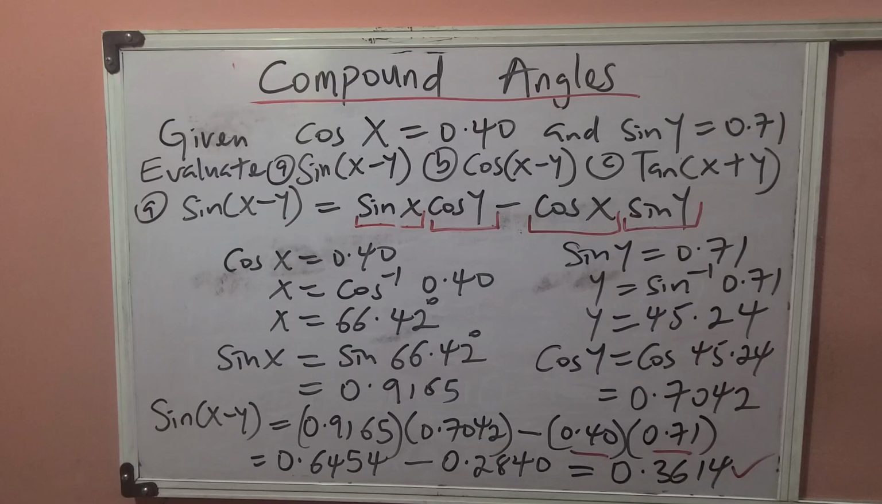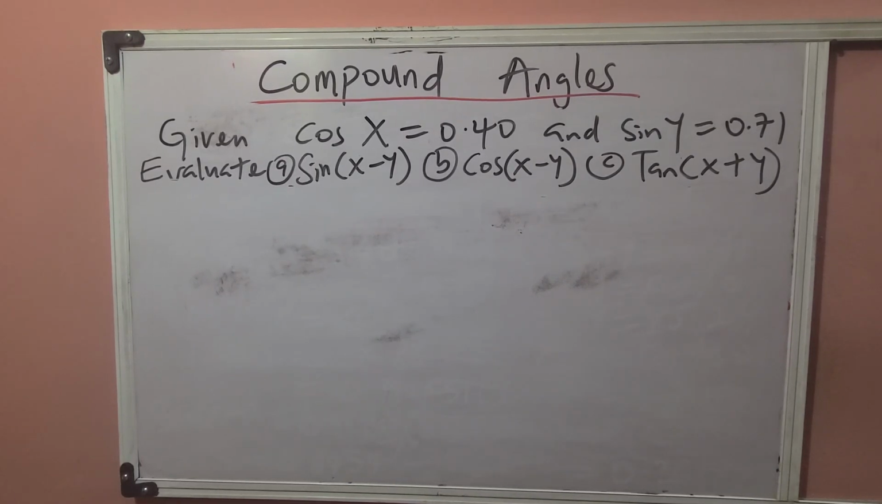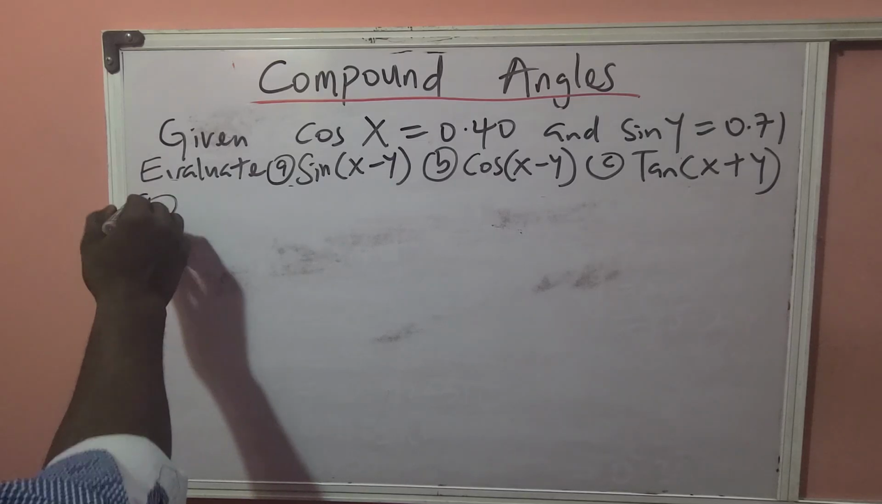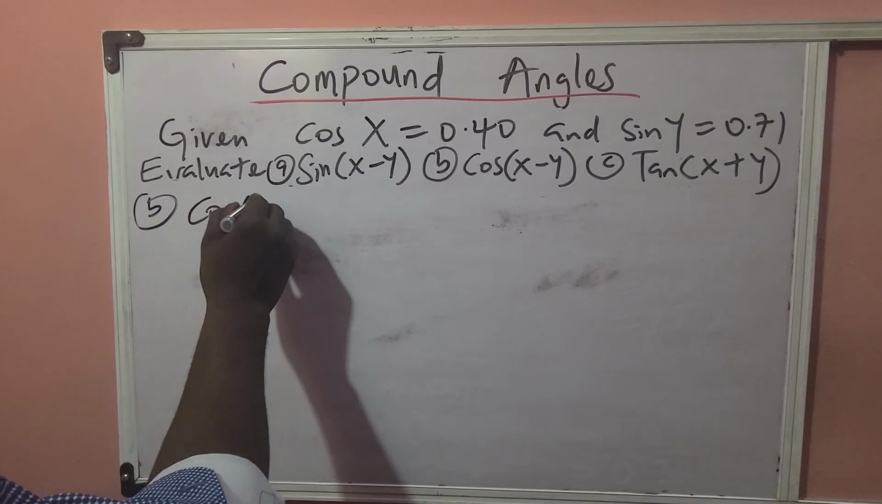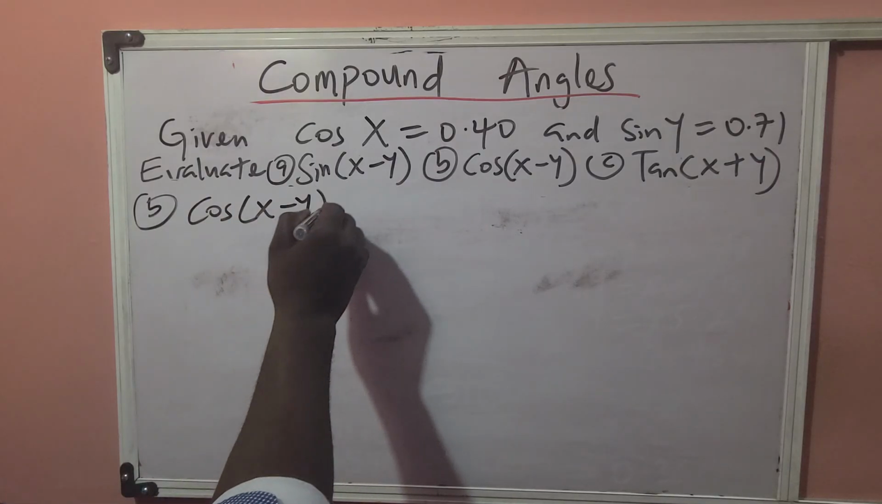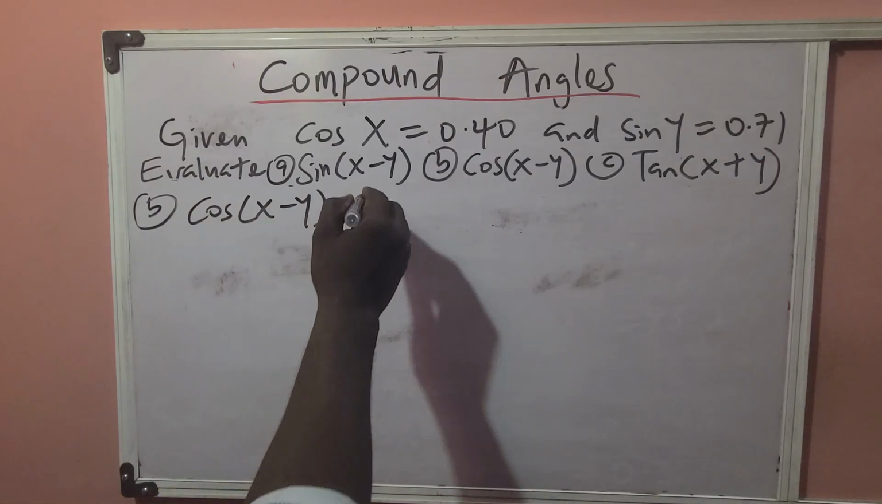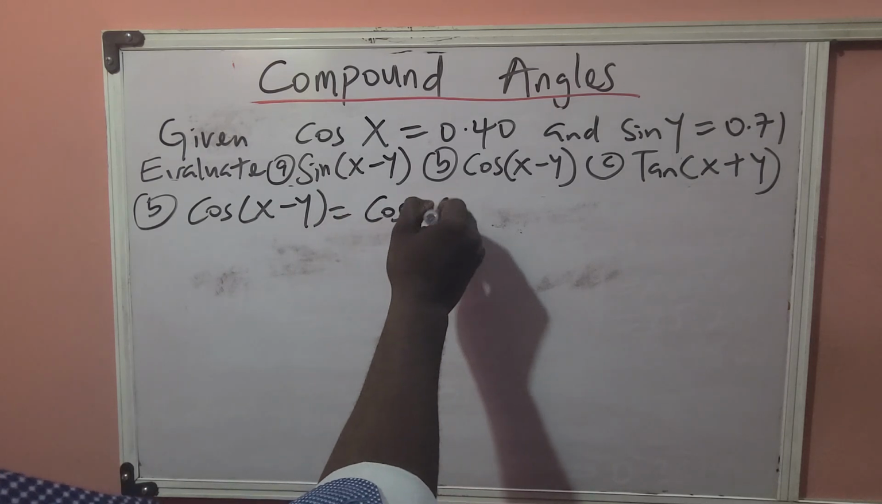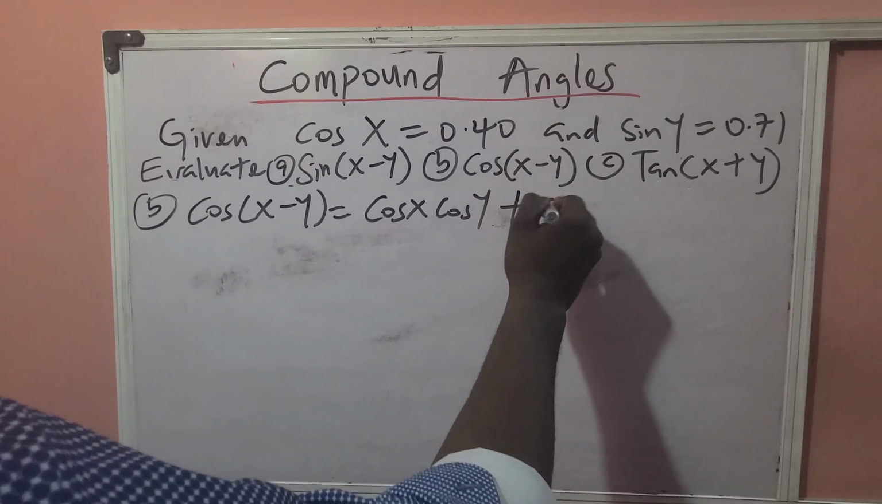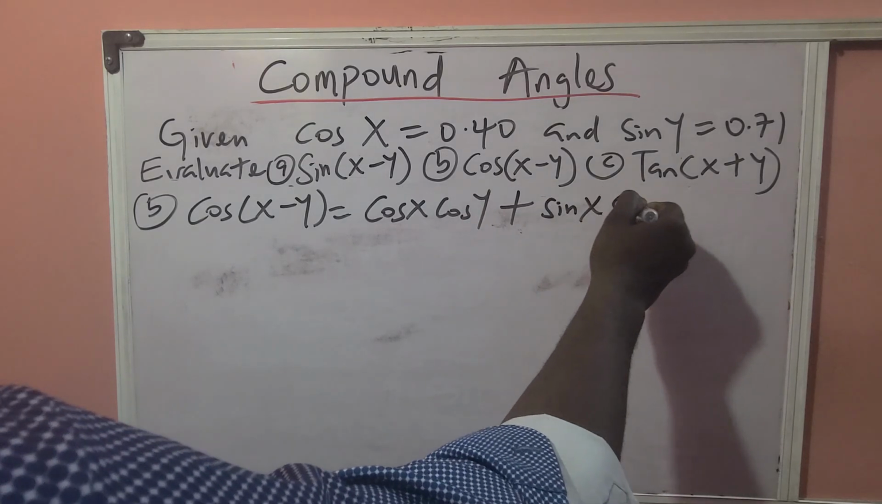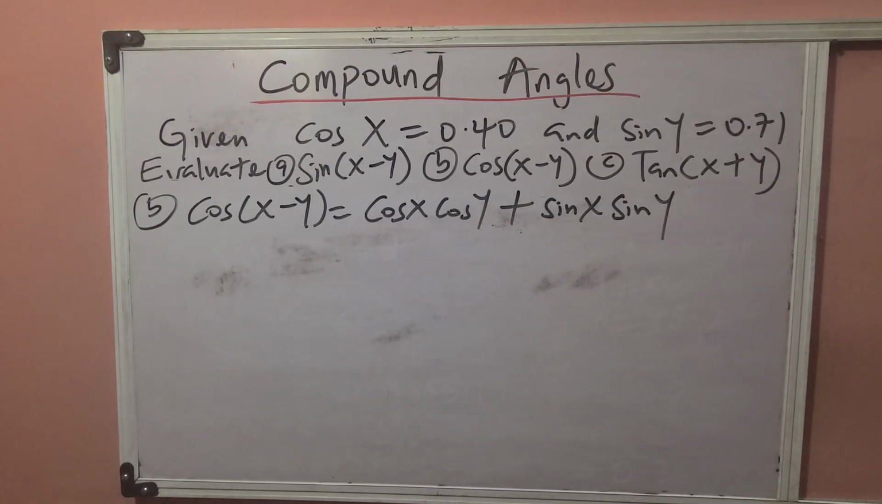So we have been able to solve question number A. You can go on to solve question number B. You can pause the video and go on to solve question number B. So for question number B, we have the cos of x minus y. And from the compound angle identity, we can write cos x minus y as cos x cos y plus sine x sine y.